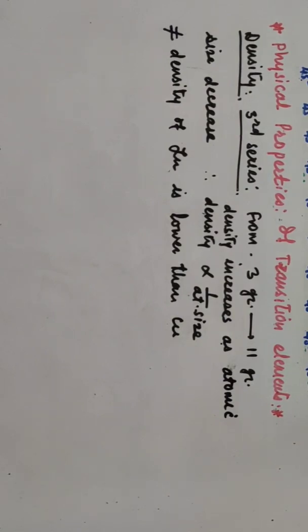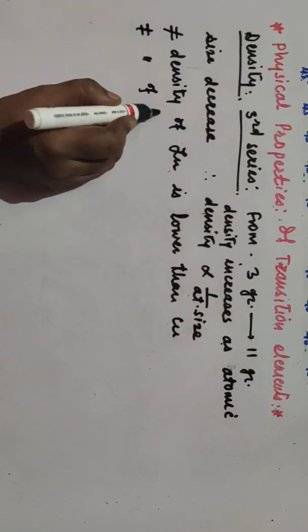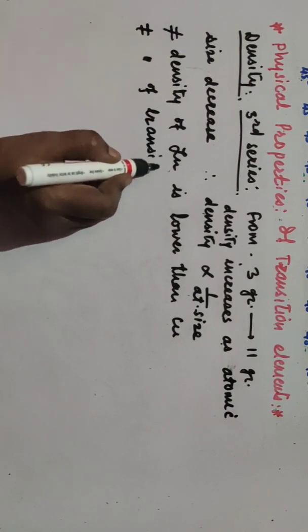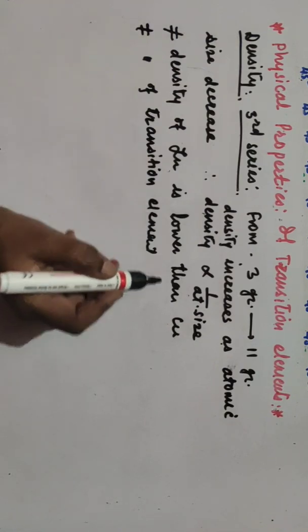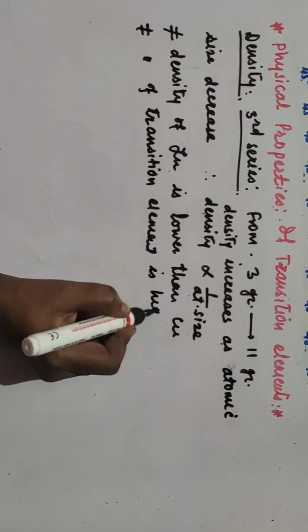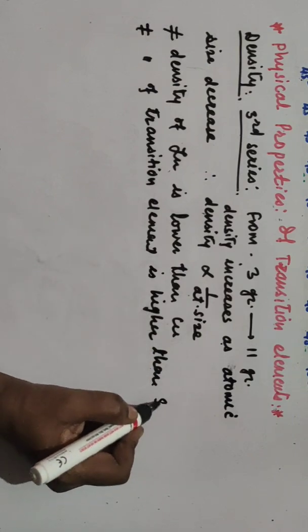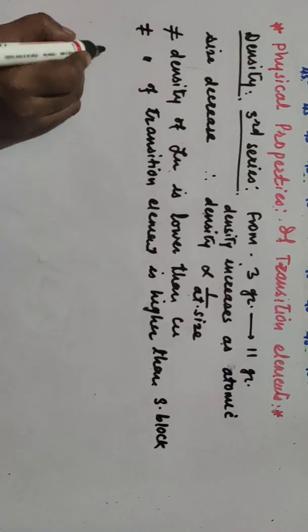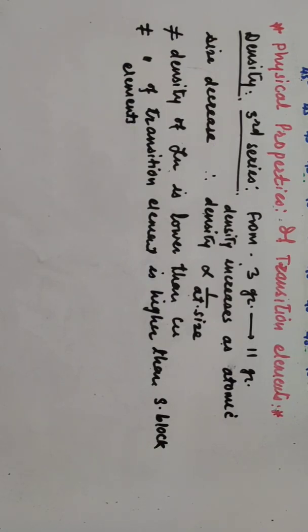So the density of transition elements, that is d block elements, is higher than s block elements. Then if you go down the group in the periodic table, atomic size goes on increasing as new shells are added with increase in the atomic number.